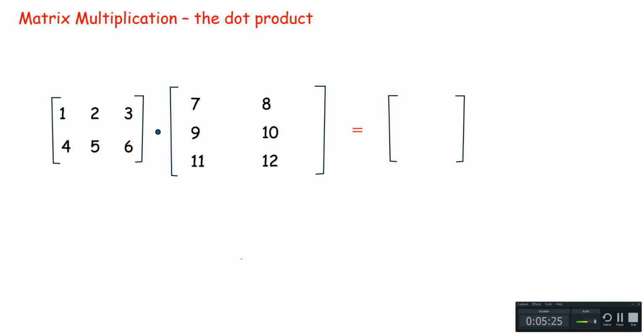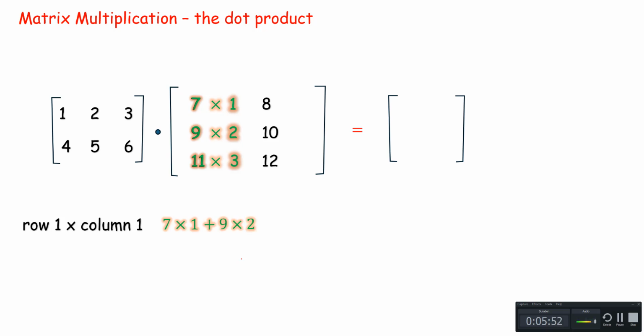So the first thing you're going to do is start with the first row of your first matrix and the first column of your second matrix. You're just going to go across the first row and down the first column, multiply the numbers like this, and add that all up. So you're going to say 7 times 1 plus 9 times 2 plus 11 times 3, and that's 7 plus 18 plus 33, and that is 58, and that will go in your first row, first column of your answer.